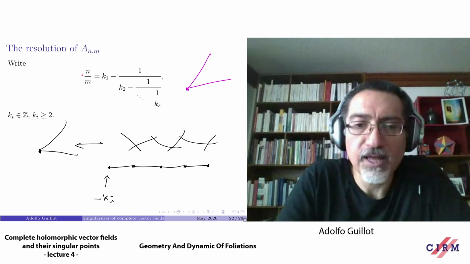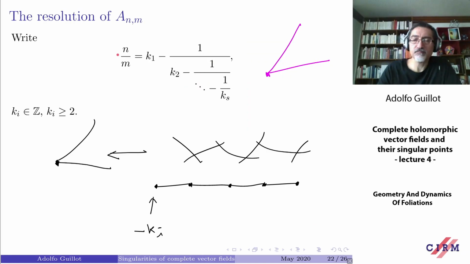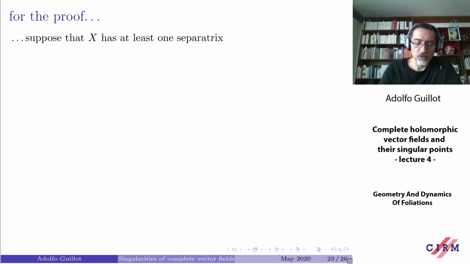Okay, so let me go to the proof of the theorem. I would suppose for this proof that X has at least one separatrix. So this is not a hypothesis of the theorem, and one of the interesting parts of the theorem is that under the hypothesis that the surface is a Stein one, you necessarily have one separatrix.